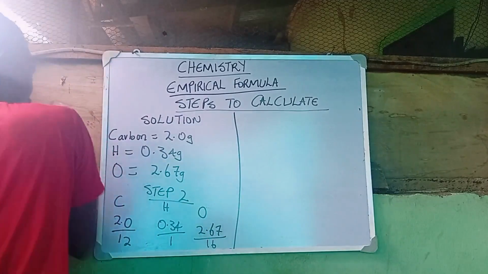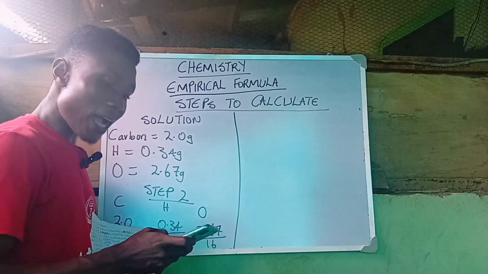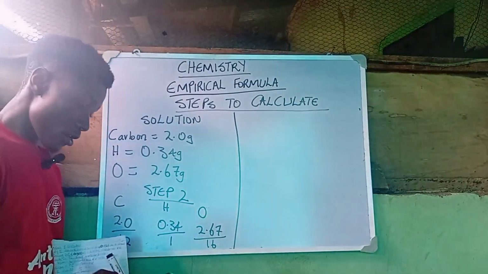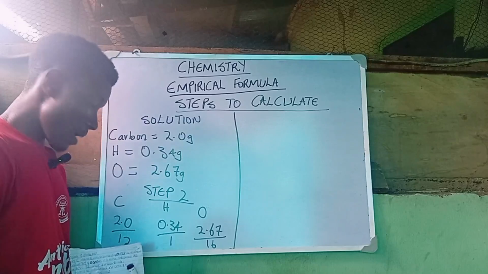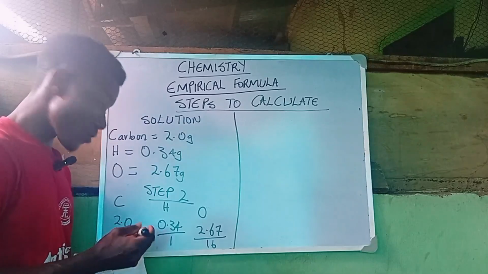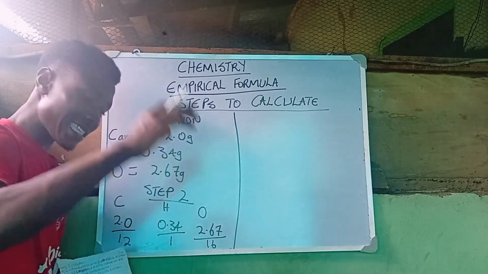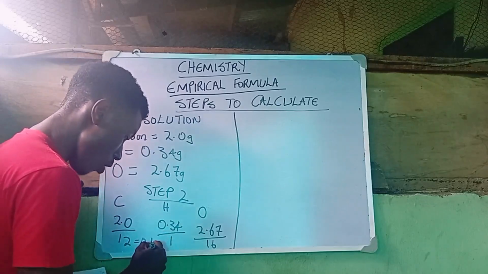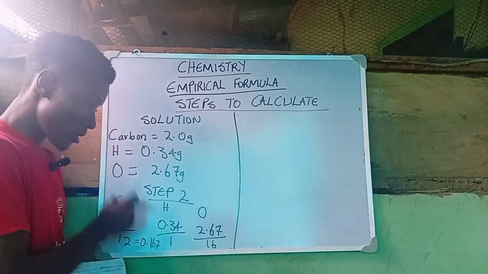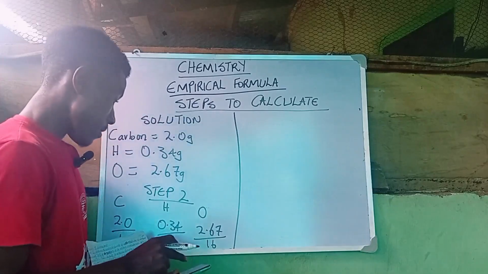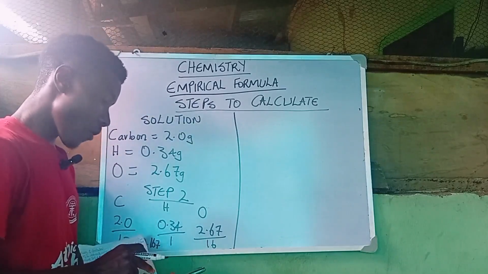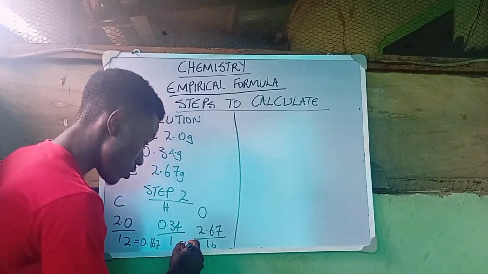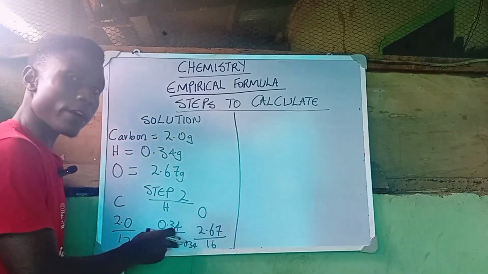Now you take your calculator and punch it to get your correct answer. We are expected to divide. So we say 2.0 divided by 12, which gives us 0.1666666. So we simply approximate, and we say 0.167. Then we move on to the next one: 0.34 divided by 1, for hydrogen, is still going to be 0.34. I hope you follow how I'm writing it, because of space.